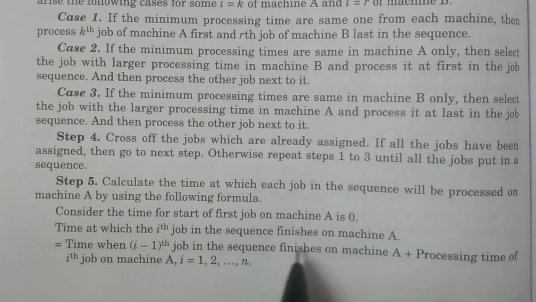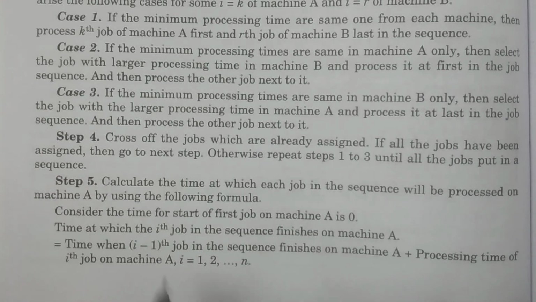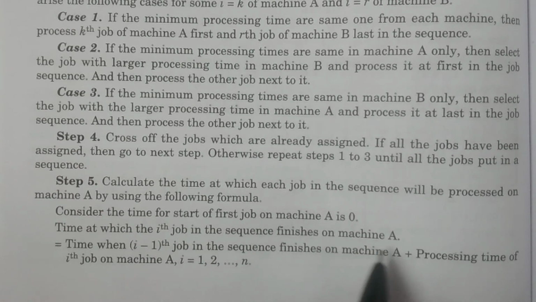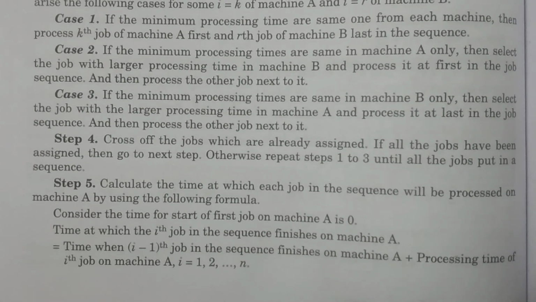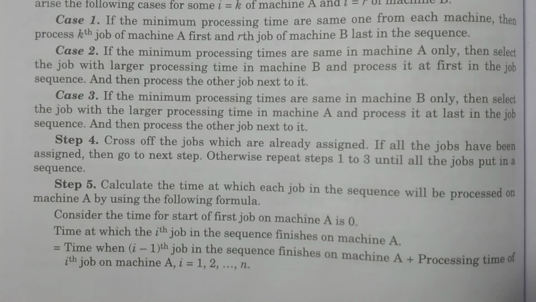The time at which the ith job in the sequence finishes on machine A is calculated by simply adding the processing time. It is the time when the (i-1)th job in the sequence finishes on machine A plus the processing time of the ith job on machine A. If you add these two, you will get when the ith job in the sequence finishes on machine A, right? That is the formula of time out, that is the finishing time of a particular job on machine A. Those are the time in and time out for machine A.